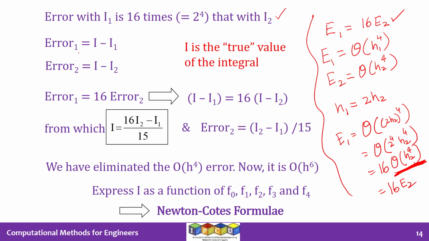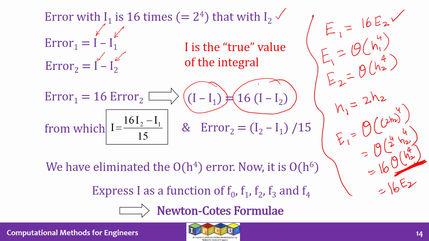Now error 1 is going to be the actual value of the integral, the unknown value, minus our estimate using the coarse grid size h1. So that is error 1. Error 2 is the actual value of the integral minus my estimated value I2. That's the error when I solve the problem with a grid size of h2. And we have just established that error 1 is 16 times error 2.